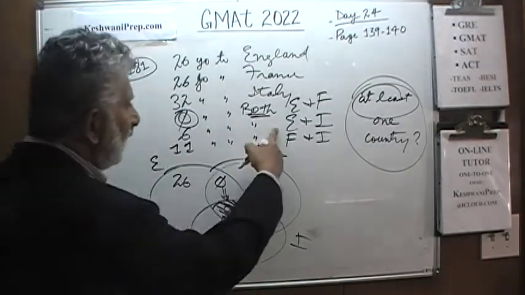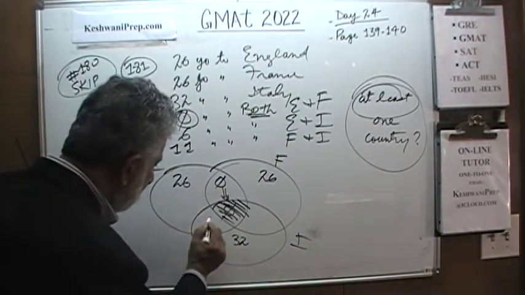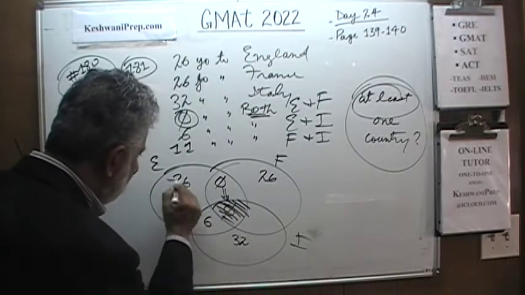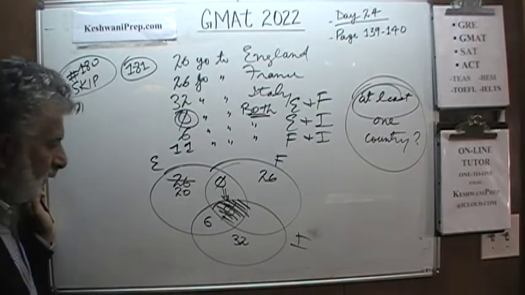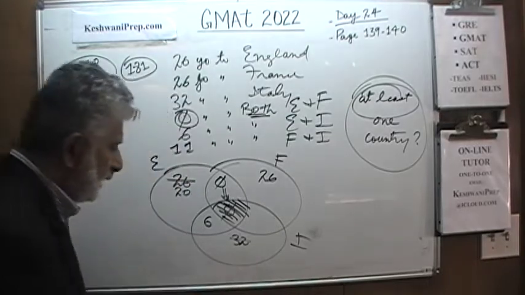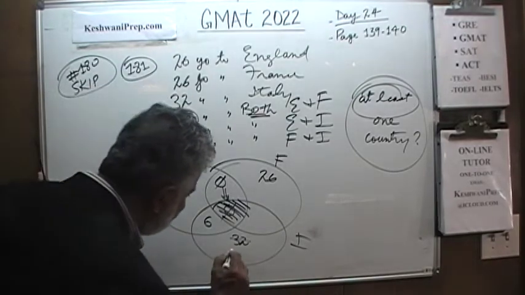Six people went to England and Italy. England and Italy, six people right here. As long as we put a six here, we have to subtract six from here, because we don't want to end up double counting those six people. So we subtract six from here. 32 minus six would be 26.